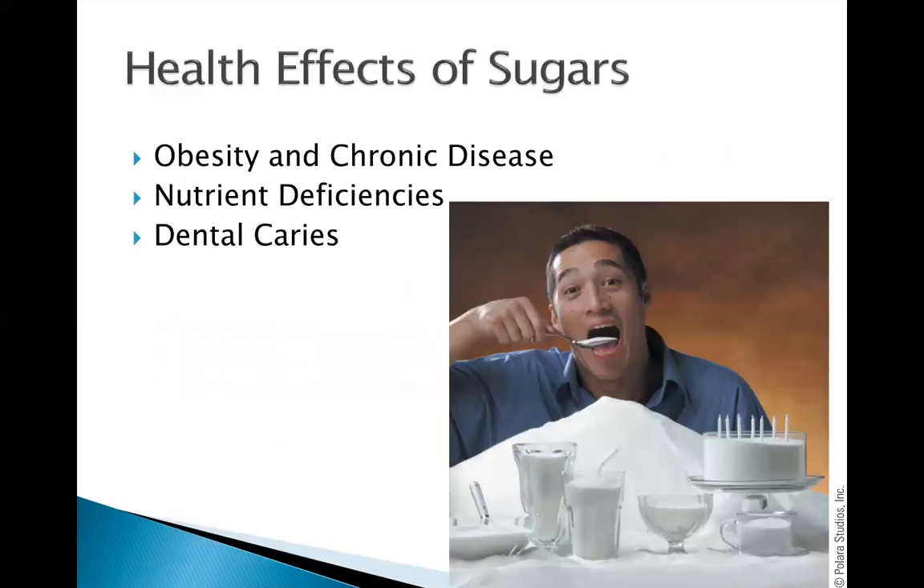Effects of sugars. Excess sugar can lead to obesity and chronic disease. We've already talked about cancer, heart disease, diabetes. It can lead to nutrient deficiencies. I just mentioned that sugar does not have nutrients. It's not very nutrient rich. It just has carbohydrates and calories. And it can lead to dental caries or cavities. Bacteria in our mouth can break down sugars, and when they break down sugars, they produce acid, which erodes our enamel.